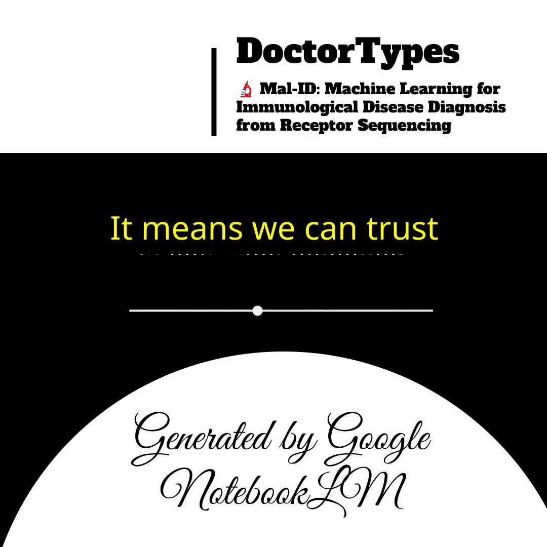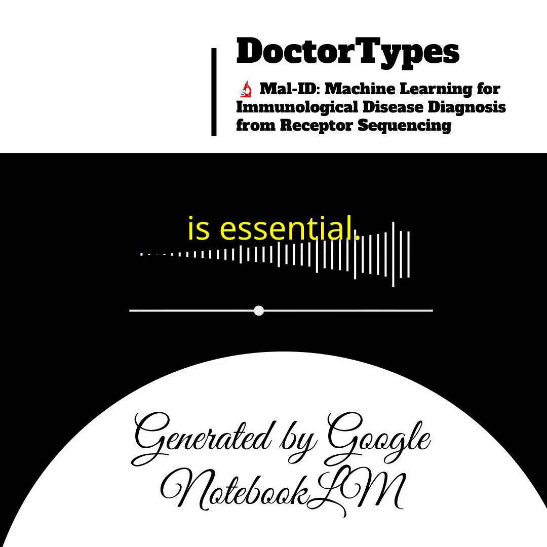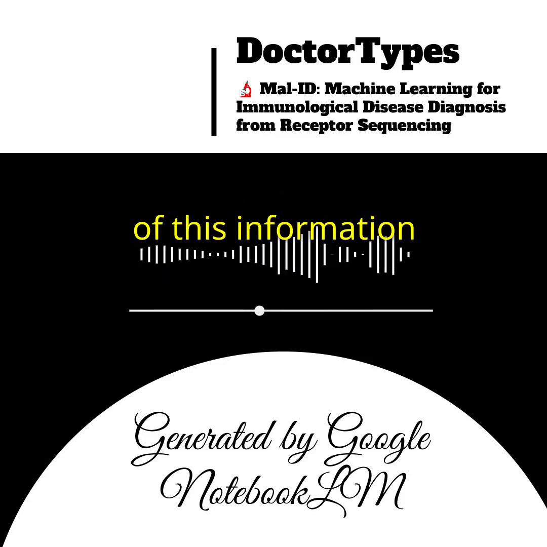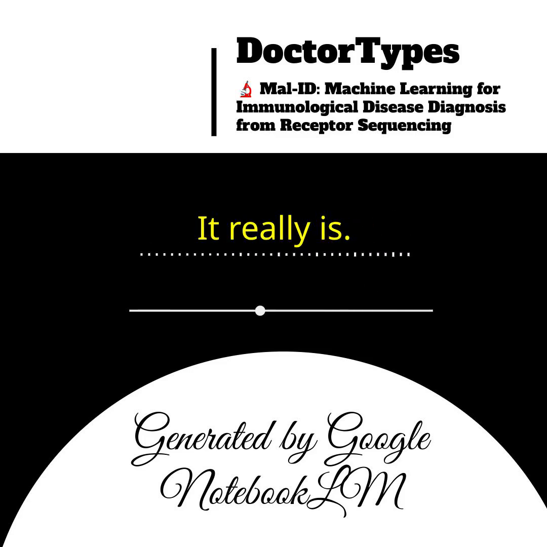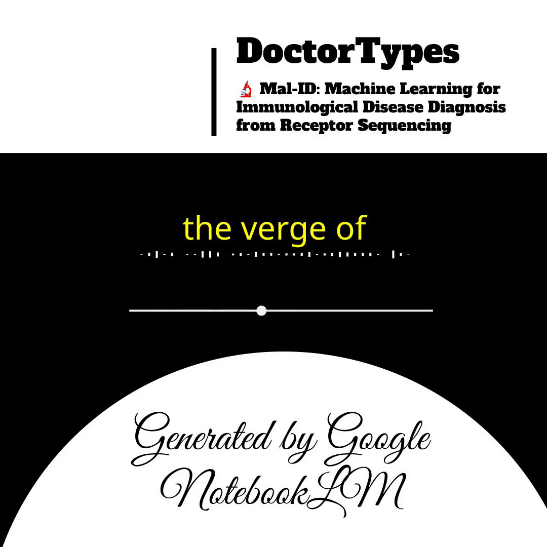That's crucial. So we can be confident that MAL-ID is picking up on real differences. It's not just being thrown off by variations in how the data was collected. That's essential. It means we can trust this as a reliable diagnostic tool. Absolutely. This level of validation is essential.